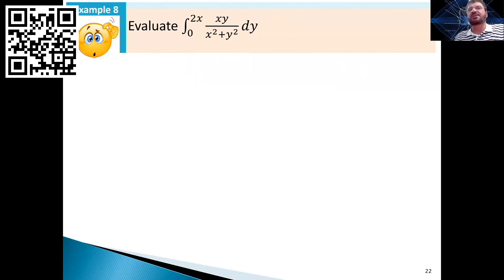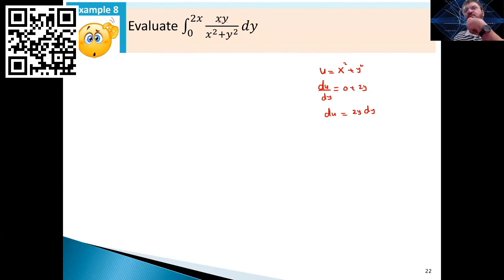Look at this one. I need to integrate with respect to y. What do we do? Take the denominator as u. So let u equal x squared plus y squared. By the way, x is constant. We don't care about it, right? So we're going to differentiate u with respect to what? With respect to y, guys. What's the derivative of x squared with respect to y? 0. Plus, what's the derivative of y squared? It's 2y. Move this one here. So du is equal to what? 2y dy.